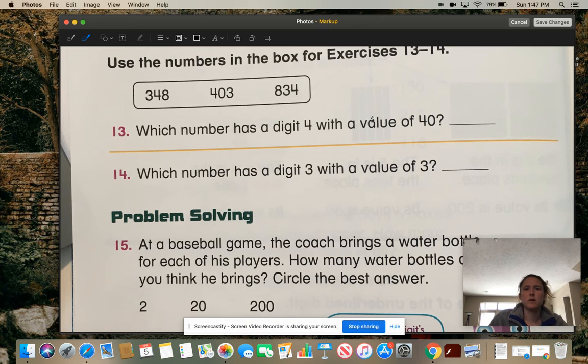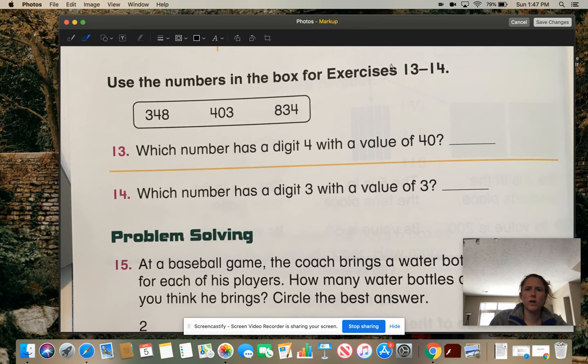Use the numbers in the box for exercises 13 through 14. So we need to use these 3 numbers for these 2 questions. Which number has a digit 4 with a value of 40? So which one of these has a 4 worth 40? Well, this is in the ones place. That would be worth 4. This would be worth 400. And this 4 is worth 40. So it would be 348.